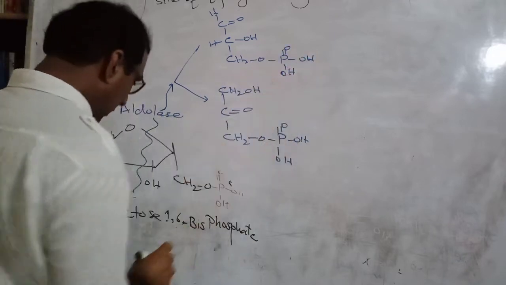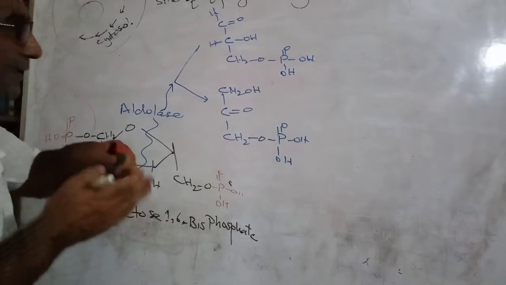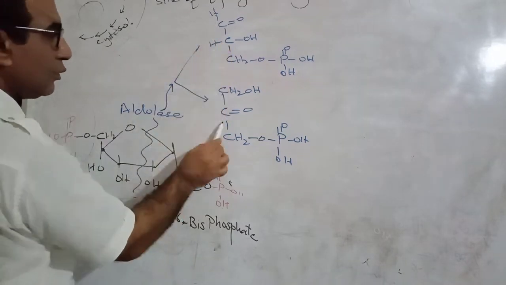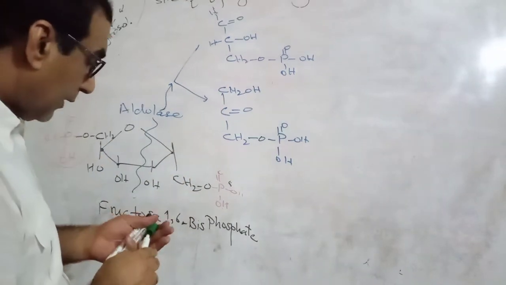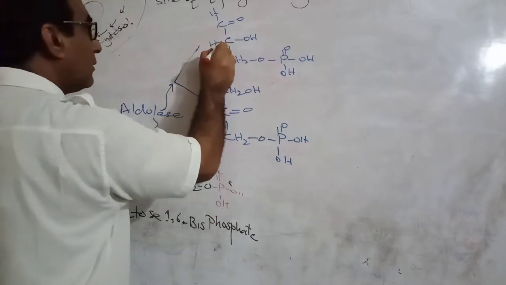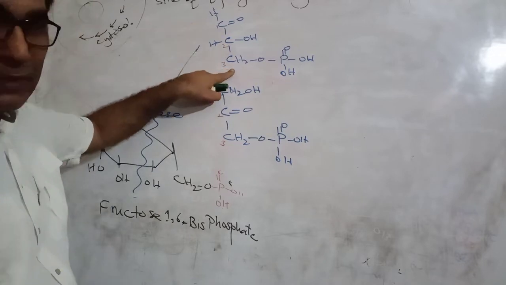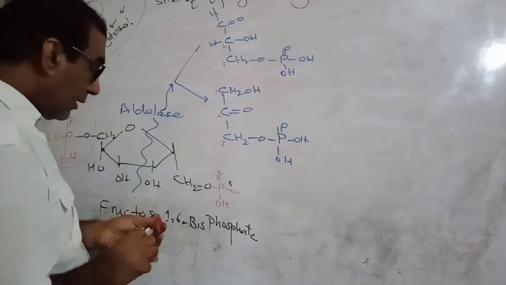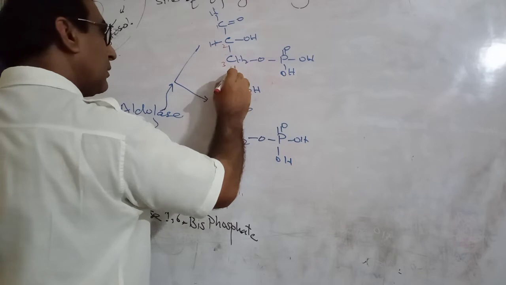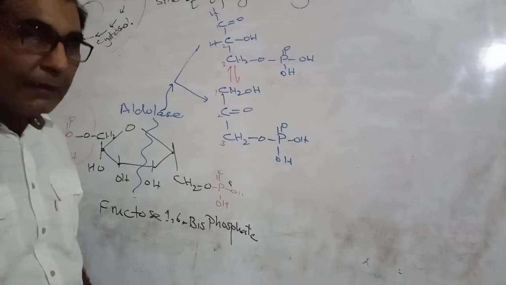That molecule, this 6-carbon compound, has been cleaved, broken down into these two 3-carbon compounds. These are what? 1, 2, 3 and 1, 2, 3. So we call it what? Glyceraldehyde 3-phosphate. I may tell you people that these two molecules are interconvertible according to the need of the cell.